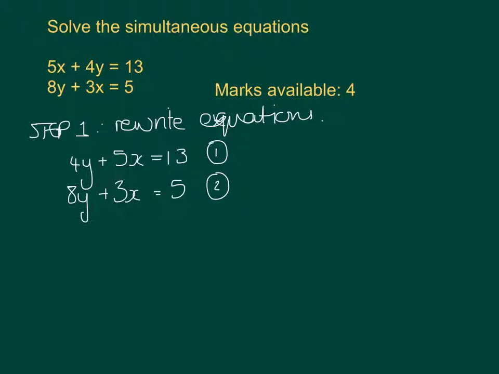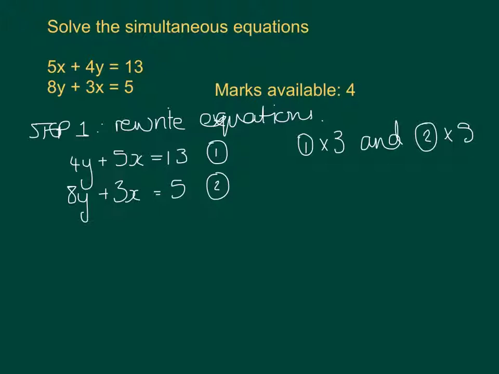Okay, but I haven't got the same number of y's or the same number of x's. So if I just take away 1 or 2 from the other equation as it stands, I'm not going to eliminate either of my variables. So what I need to do is multiply one of my equations by a number so that I get the same number of y's or the same number of x's. So I've got two choices. Either I multiply the first equation by 3 and the second equation by 5, and what that would do is give me 15x in both cases. If you don't believe me, try it.